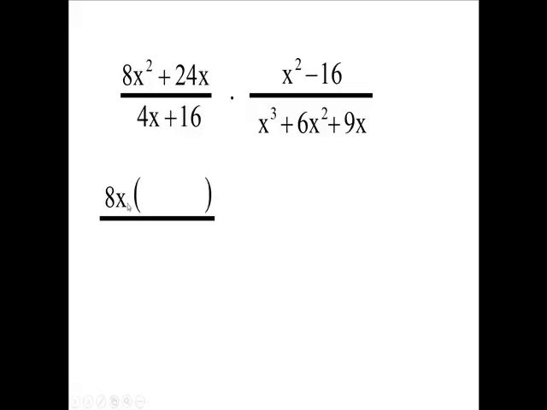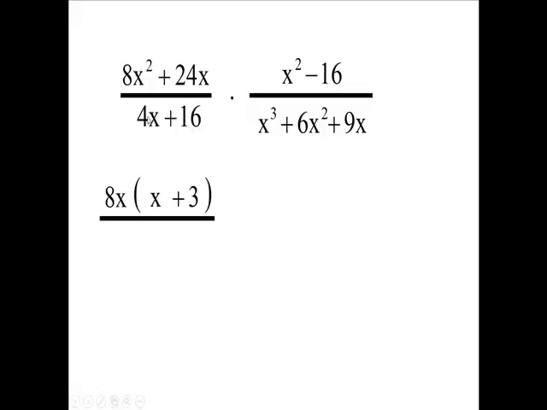8x. 8x times x is 8x squared. Then you have your plus, and 8x times 3 is 24x. 8x times x is 8x squared. 8x times 3 is 24x. So we had a common monomial factor, 8x.